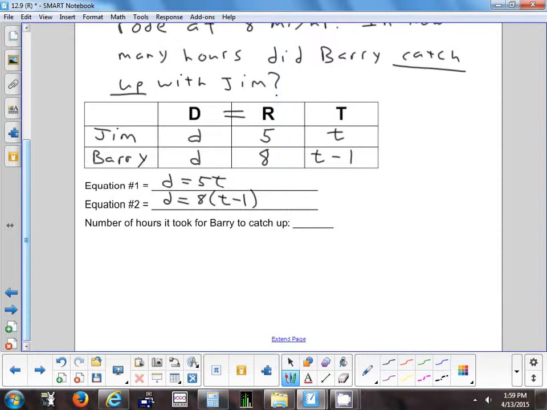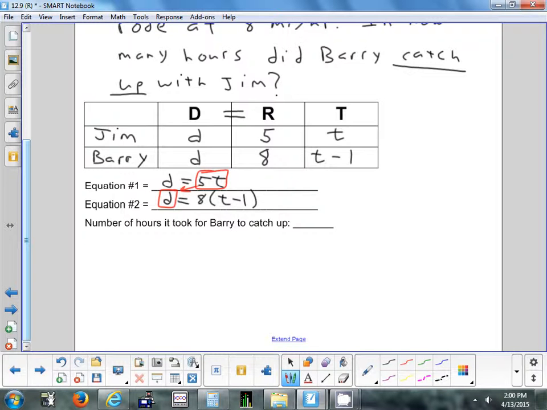Okay, now what do I do? We're going to set up our equation to solve. How do I do it? What did we do last time? Well, yeah, we're going to plug in what? 5t. What are we going to plug that in for in the lower equation? D.